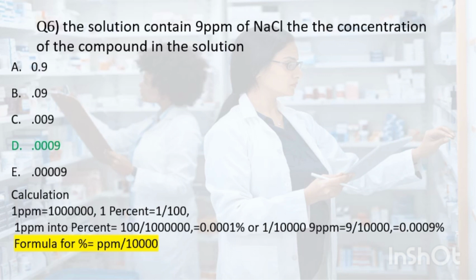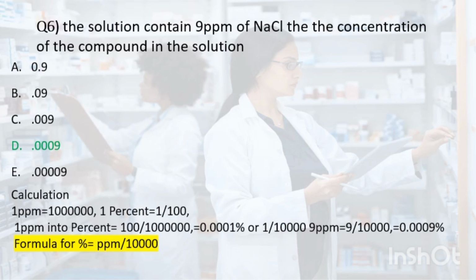For the calculation, you can see 1 ppm is equal to 1 million, 10 lakh. 1% is 1 by 100. 1 ppm you can convert to 0.001%. So the same applies if you convert 9, the same is for a 9 ppm solution. Hope you understand. Again, I can repeat for you.